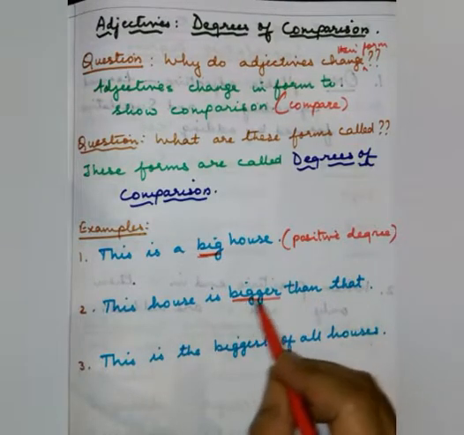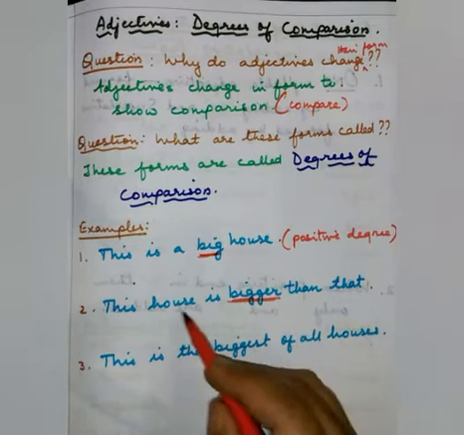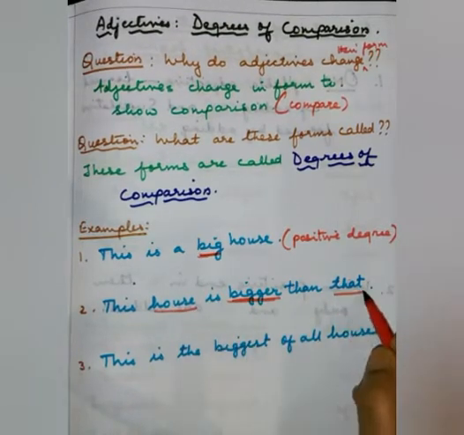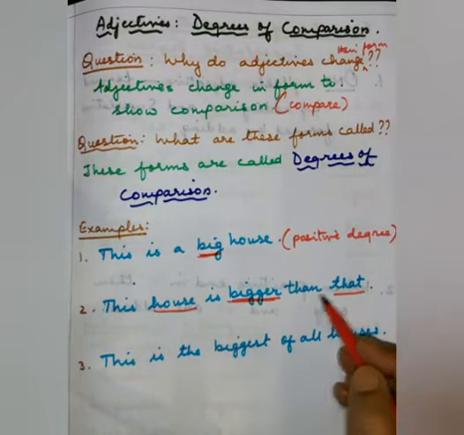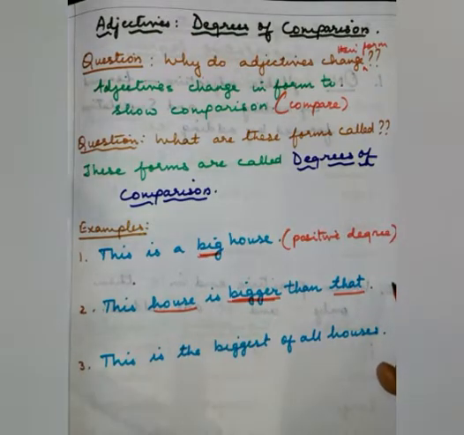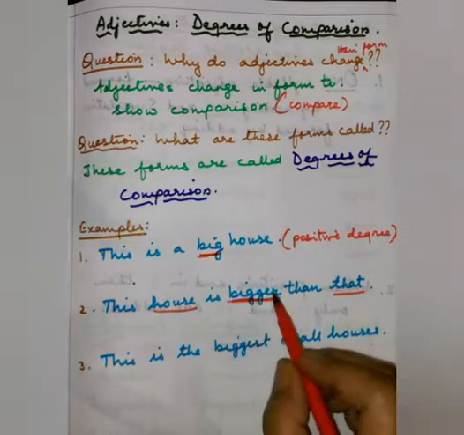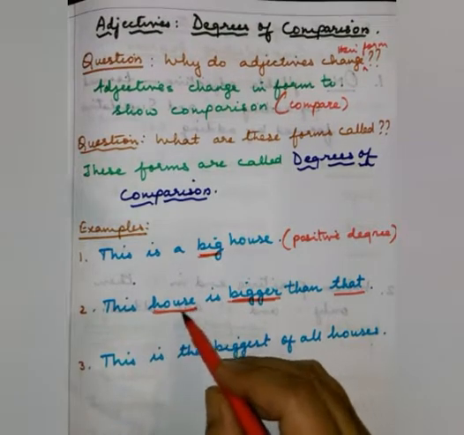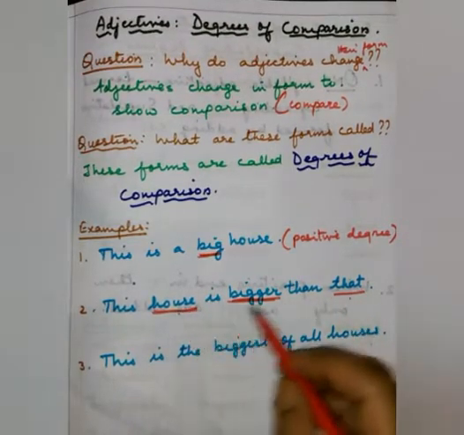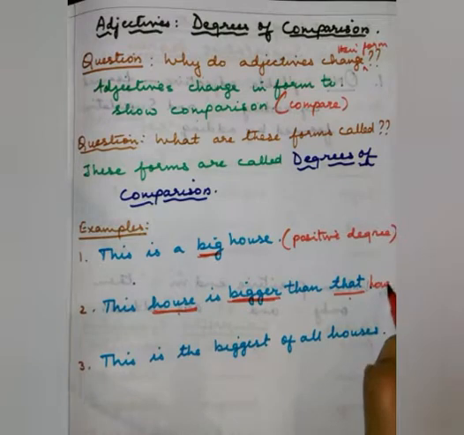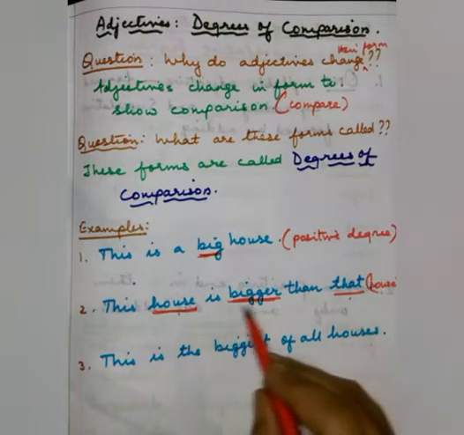So now here we are comparing two houses, this house and that house. We don't say that house here, it is understood. So this house is bigger than that house. House should come here, but then we don't put it. We just end it here. This house is bigger. Now we're comparing how many things? Two things. This house and that house. Just imagine there is a word house here.